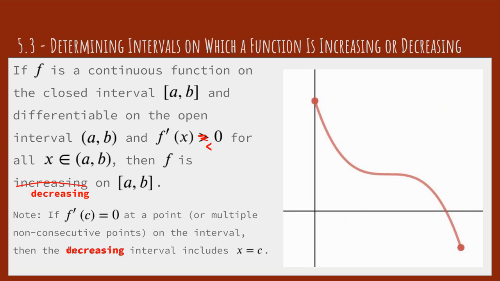Now, I've been talking about increasing intervals. If we just flip a couple of things, in particular, if we say that the derivative is negative instead of positive, then we just change from saying increasing to decreasing. So when we're talking about increasing or decreasing, we're going to be looking at the derivative, and if the derivative is positive, it's increasing. If the derivative is negative, it's decreasing. And again, this note is telling us that if the derivative is 0, that would be part of any adjacent increasing or decreasing interval.